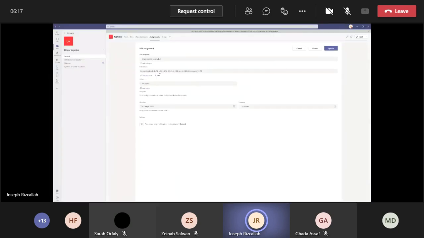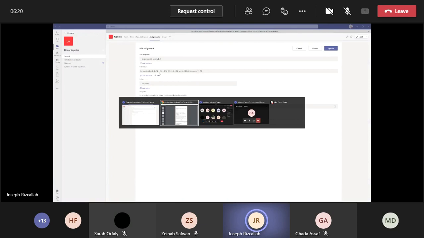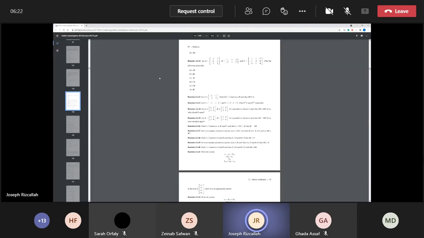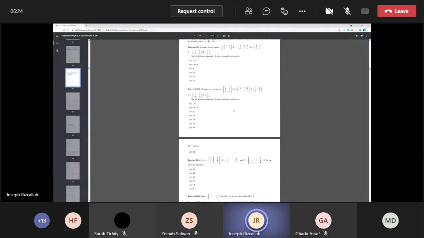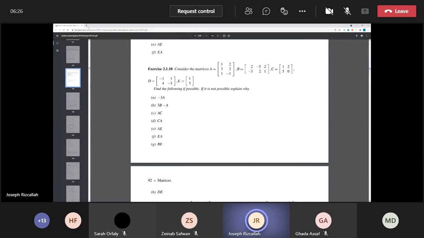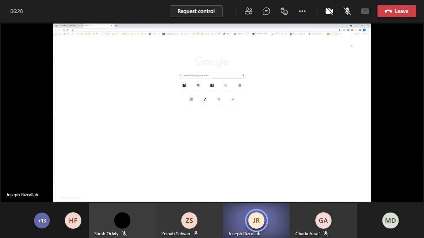Okay, question number 2.1.10. 2.1.10, which is this. Okay, so let's see. Let me open a new Jamboard.